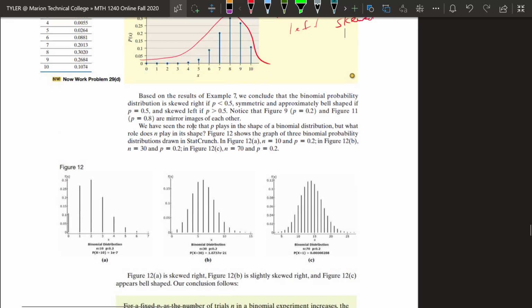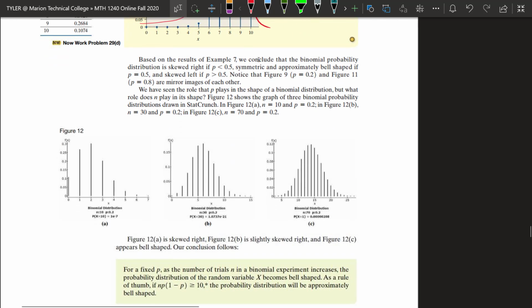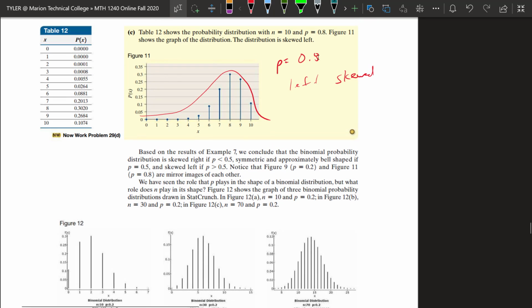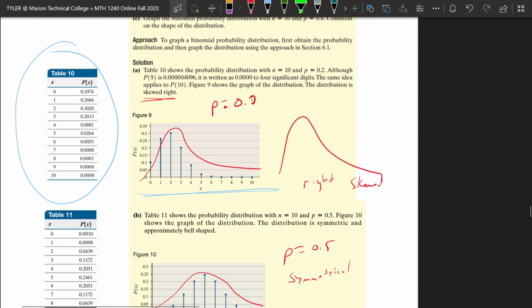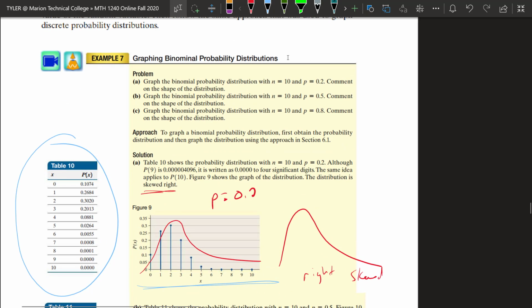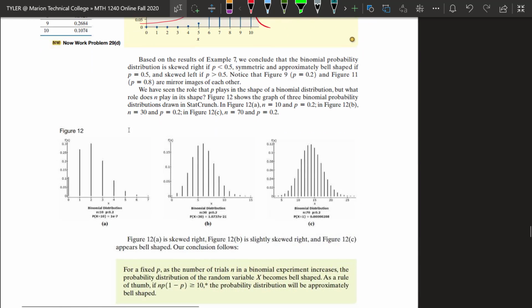After looking at this example, it says based on the results of example 7, we conclude that the binomial probability distribution is skewed right if p is less than 0.5, symmetric and approximately bell shaped if p equals 0.5, and skewed left if p is greater than 0.5. Notice p equals 0.8 is greater than 0.5, and it looks to be skewed left. When p equals 0.5, it looked symmetrical. When p was 0.2, it looked right skewed. In all of these, all we changed was the p value. We left n equals 10 constant so we could compare.